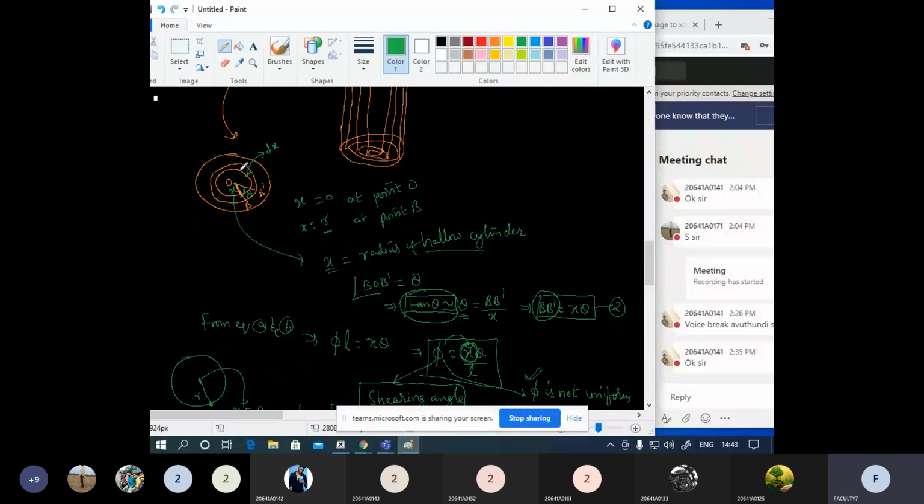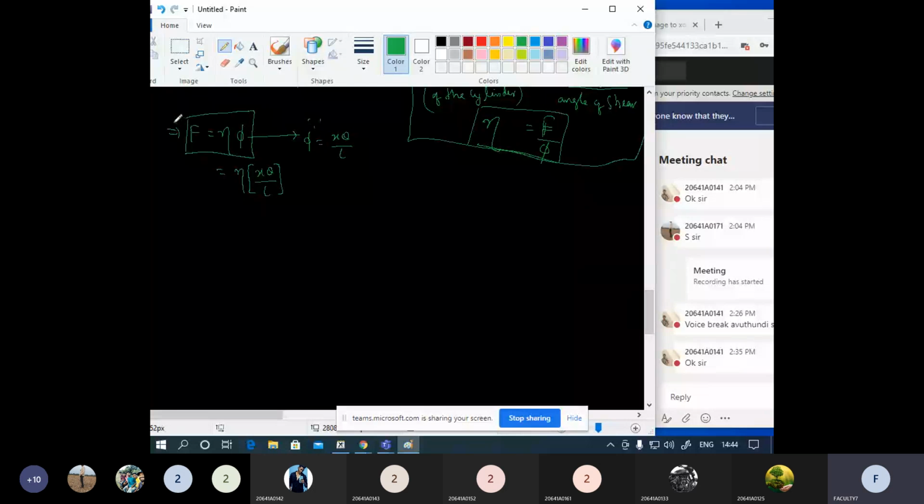How can you give the area of this hollow cylinder? The area is equal to 2 pi x into dx. Here x is the radius value and dx is the thickness. If you multiply, you will get this as the area of that particular hollow cylinder. Now go back to the expression.